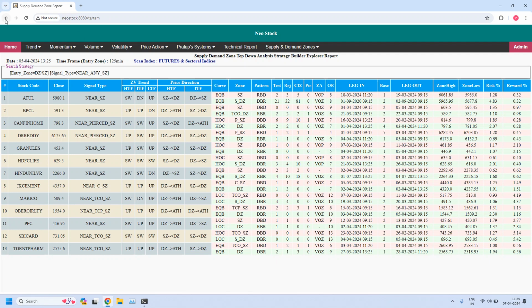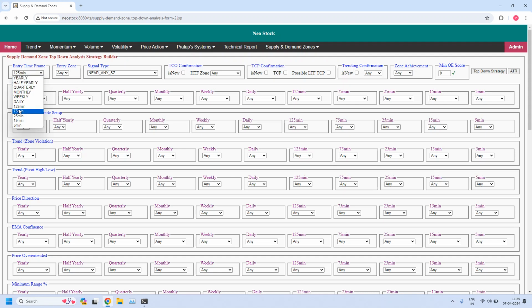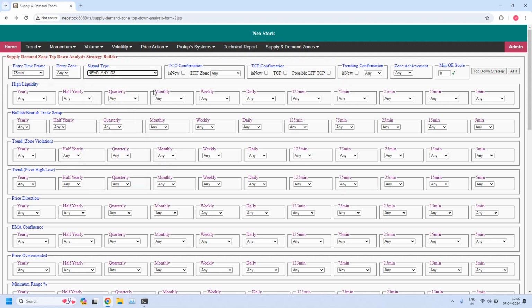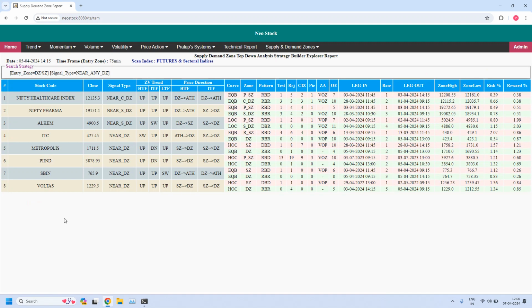So let's go back. Changing the time frame to 75 minutes. For entry time frame 75 minutes, let us find the stocks near the 75 minutes demand zone. So these 8 stocks are filtered. Let us identify high liquidity demand zones from this list. This is pierced. Anyway, it is an index and also pierced. Nifty Pharma is also high liquidity, but it is an index.